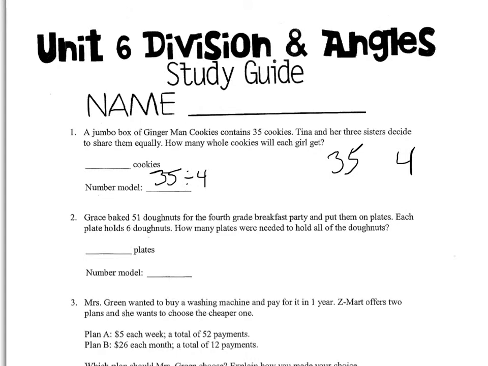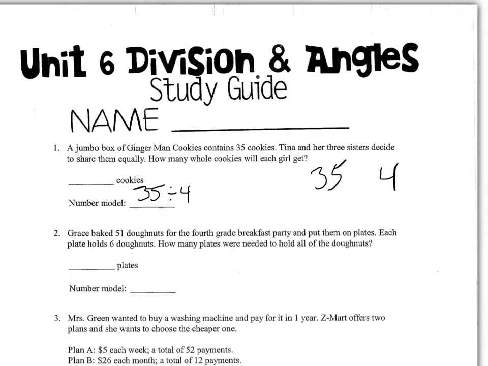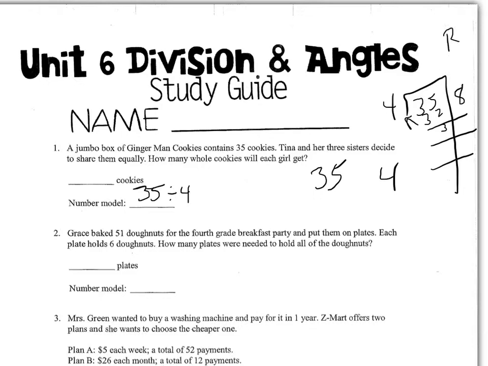We have to figure out how many cookies. So, based on what we've already learned from partial quotients division, we are going to put 35 inside the carport. Put the 4 out here. Draw your lines. We know 4 times 8 will get 32. That leaves you with 3 left over. 3 is smaller than the divisor, so that 3 is the remainder. And your answer would be 8 with a remainder of 3.